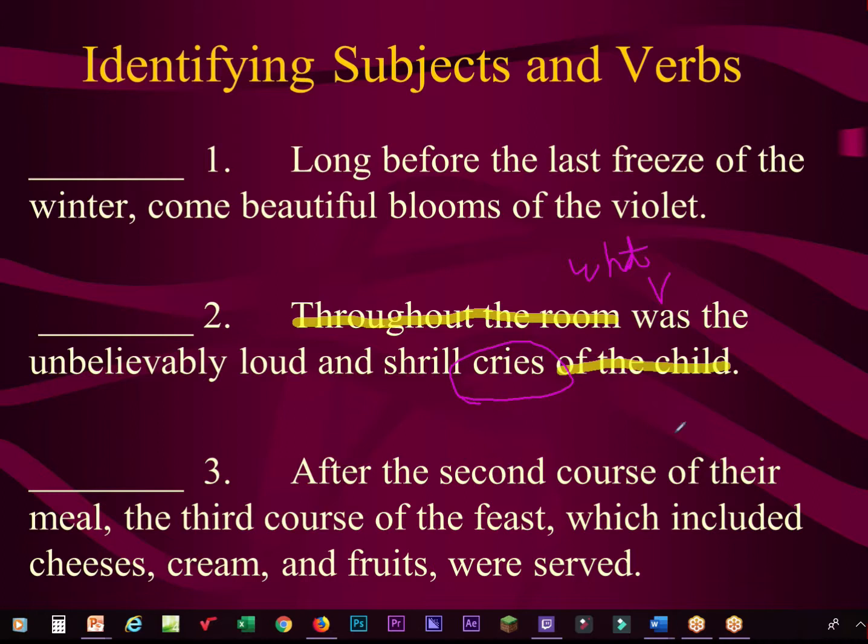Now you have to see if they agree. Cries is plural. So you need a plural verb. But what do you have? You have a verb that ends in S, which makes it singular. So it can't be cries was. It has to be cries were. So we found that this one was correct, and now we have found that this one is incorrect. Then on to number 3.